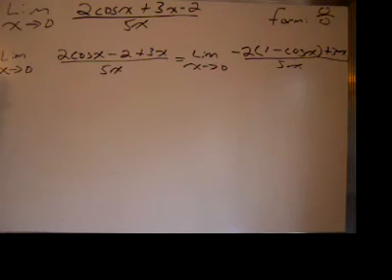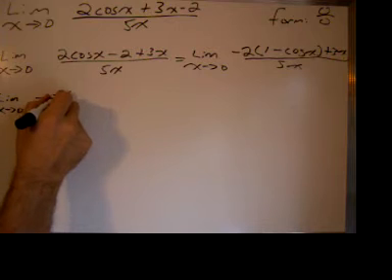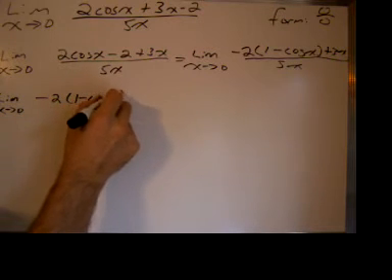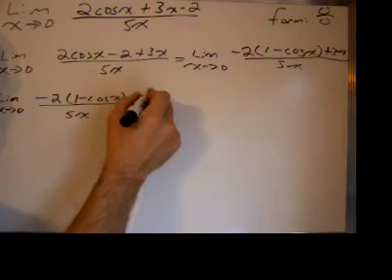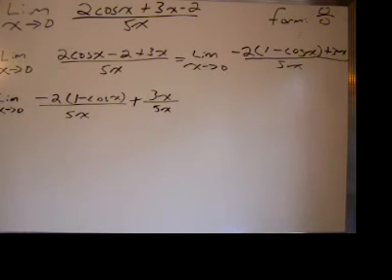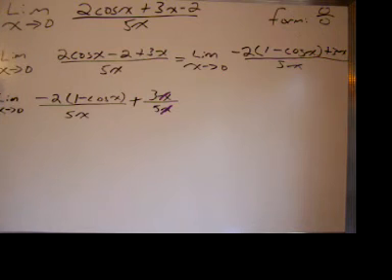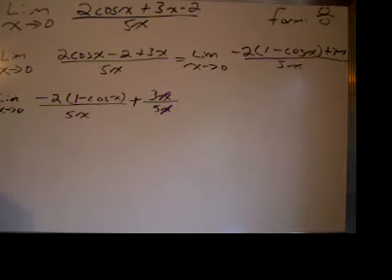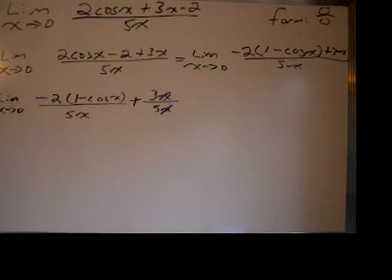Now I'm going to decompose the fraction into 2 separate parts. I'm going to say that this is the limit as x goes to 0 of negative 2 times 1 minus the cosine of x over 5x plus 3x over 5x. So right away I can see that the x's in the second expression there, 3x over 5x, will cancel, leaving 3 over 5. And the limit as x approaches 0 of 3 over 5 will be 3 over 5. So we've fixed something there.